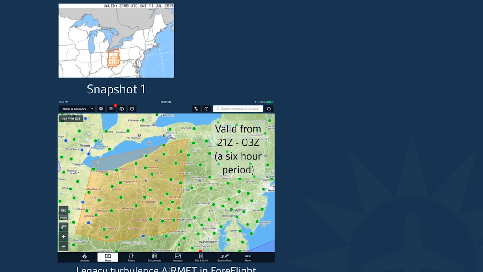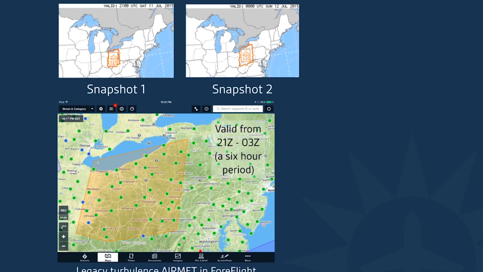You'll notice that the AIRMET area here covers most of the central part of Ohio all the way up to the Ohio-Pennsylvania border. And that's valid at 2100Z. At 0000Z, you can see that that entire area has been shifted to the east, covering a little bit of western Pennsylvania, and just maybe a little bit of the eastern part of Ohio. So you can see from the snapshots here that that area of turbulence is moving to the east with time.